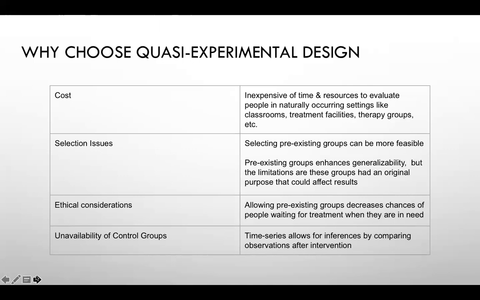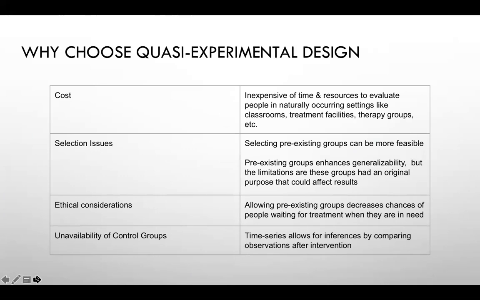There are some selection issues to consider. With true experimental design, ideally the recruited pools of participants are randomly assigned to treatment or control groups, but that's not always feasible with your participants for factors such as scheduling. So quasi-experimental sometimes is more appropriate to use pre-existing groups because it also enhances generalizability of your design. However, the limitation is that you have to keep in mind that these pre-existing groups were formed for a purpose other than our research.